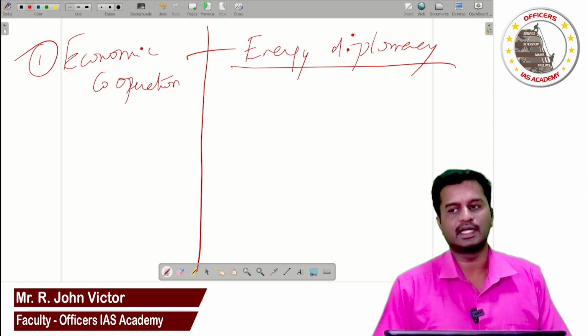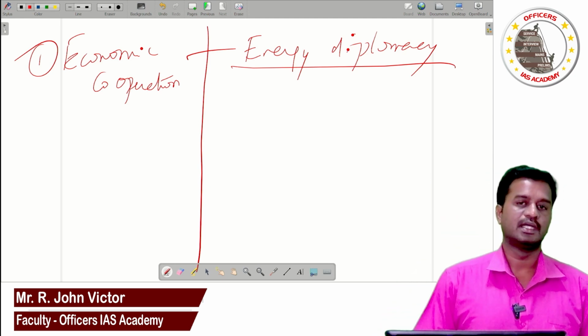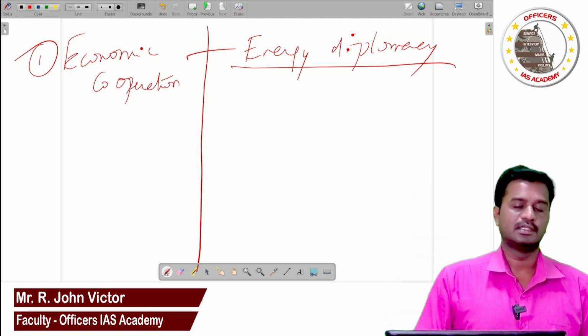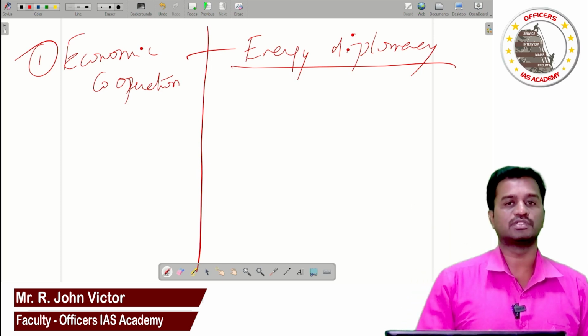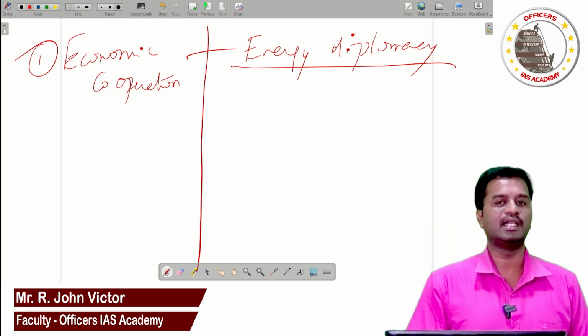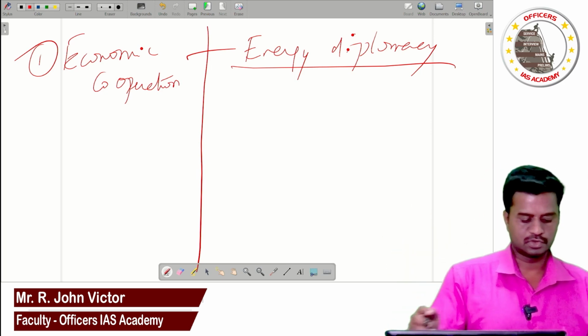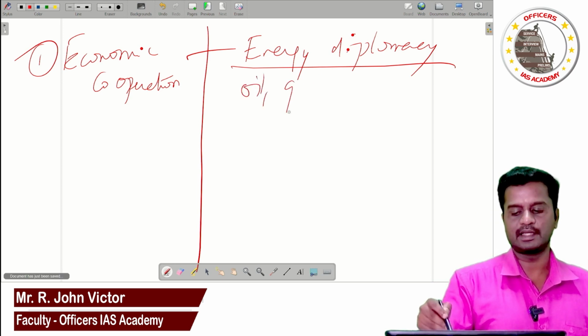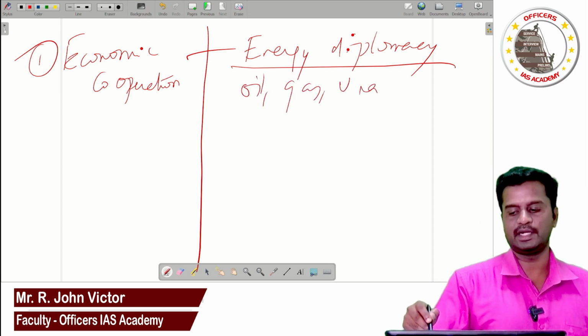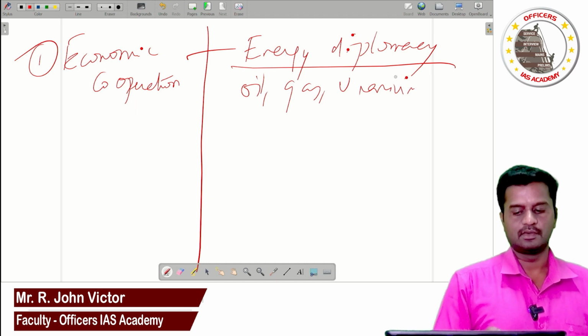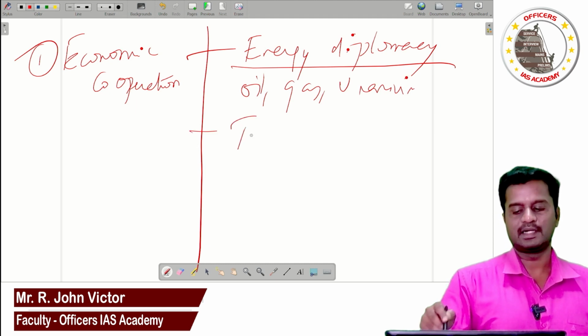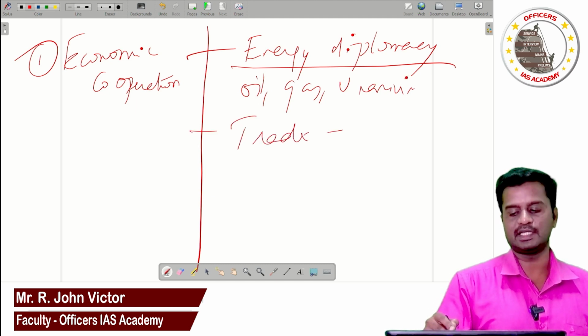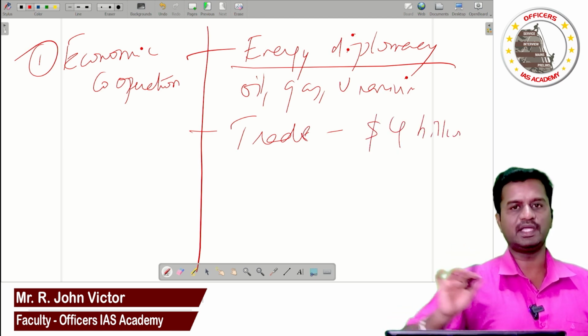Energy diplomacy is the economic relations between states seen through trading of energy resources. The important ones are oil, gas, coal and uranium. So mention this point. Okay. The CARs are rich in oil, gas, uranium. Next, trade. Trade is relatively poor between India and CARs. It is roughly $4 billion. We have to increase this in the future.